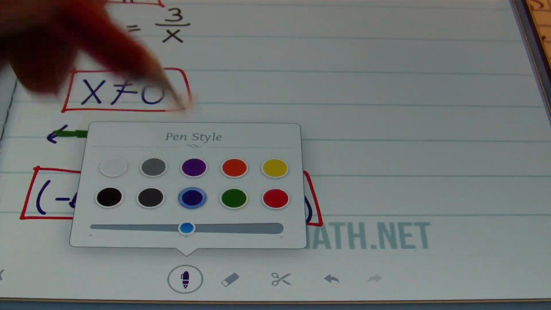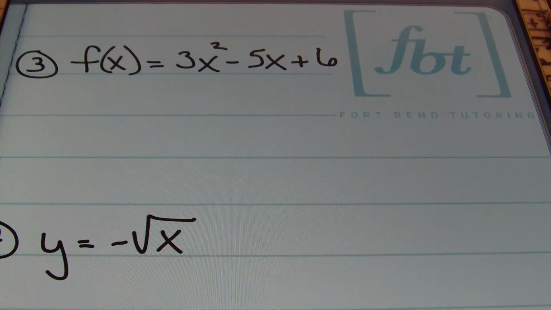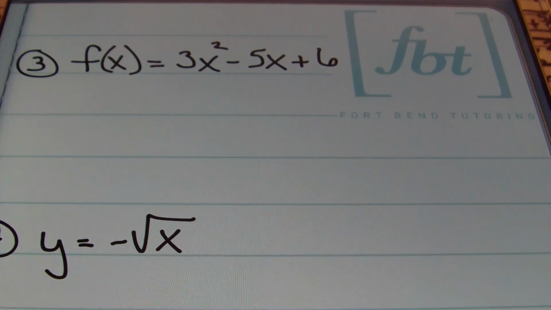All right, ladies and gentlemen, let's continue moving along. I got other examples for you, starting with problem number 3. We have f of x equals 3x squared minus 5x plus 6. Now, this is a quadratic function, and you should know that. But more importantly, are there any domain restrictions in this? And the answer to that question is no.